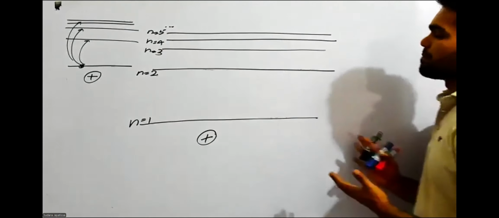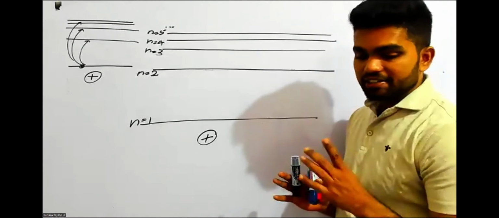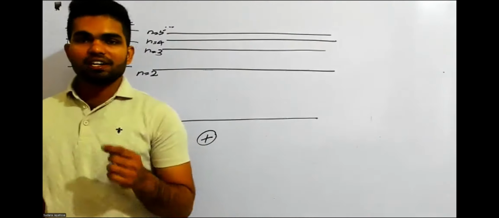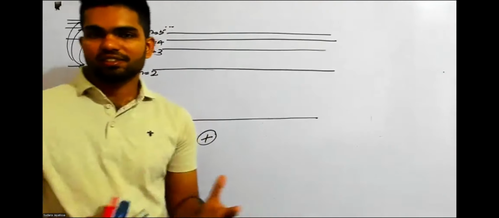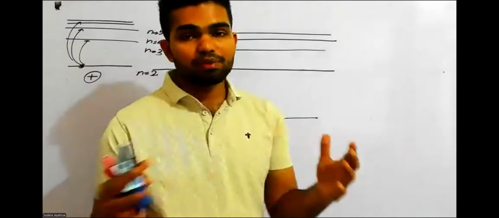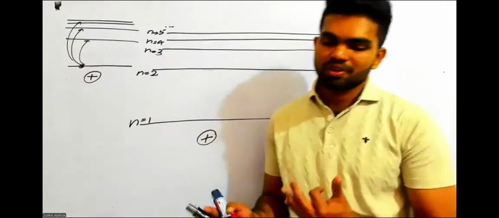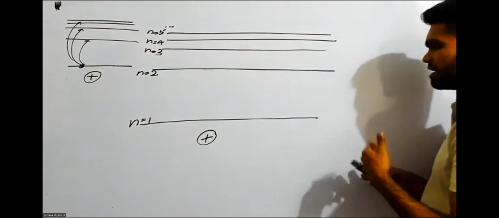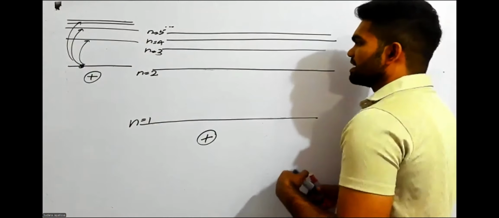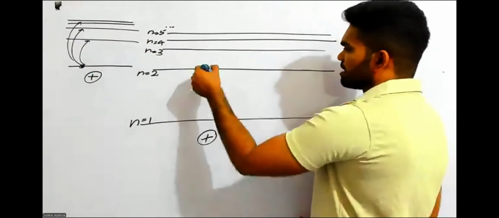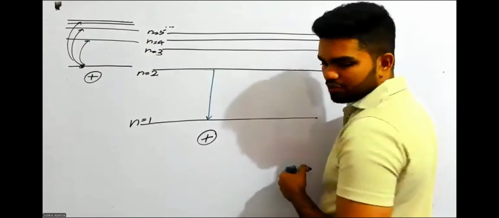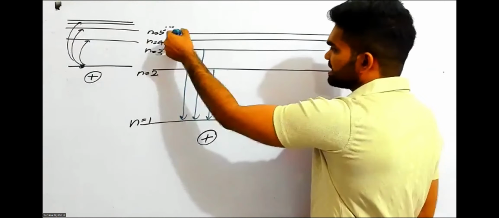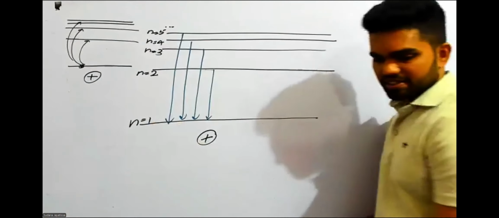And since if you consider only one hydrogen atom, it has only one electron, right? But here we are representing all possible transitions. That means we consider a sample of millions, billions of atoms. So in that sample, all possible transitions may occur. So they can jump back from second energy level to first energy level, and then third energy level to first, fourth energy level to first. Like that, it can descend back, right?